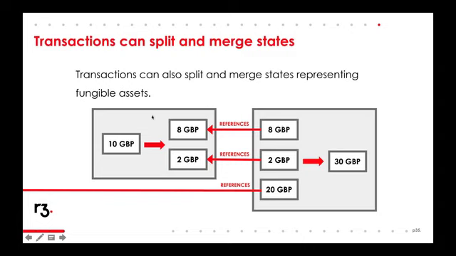So you can actually think of Corda creating a directed acyclic graph of states as they evolve over time, as they can be split and merged. And as we've seen in the prior slides, input states always reference prior output states.